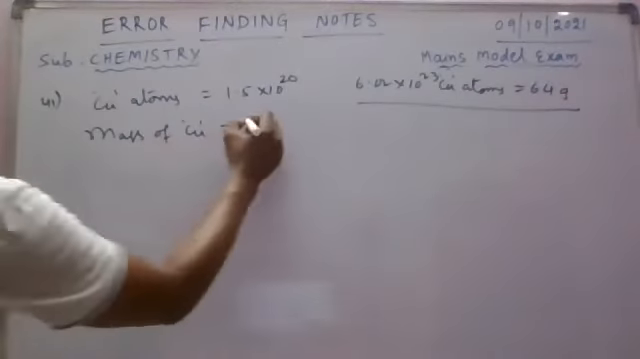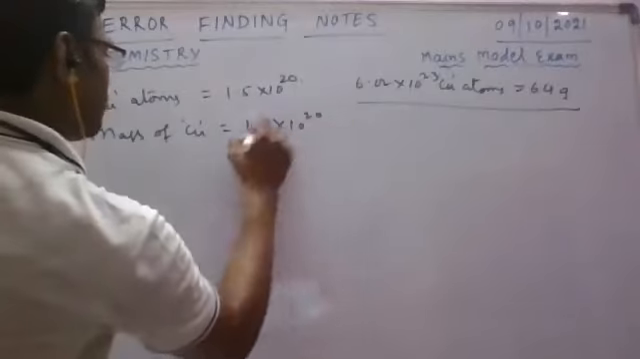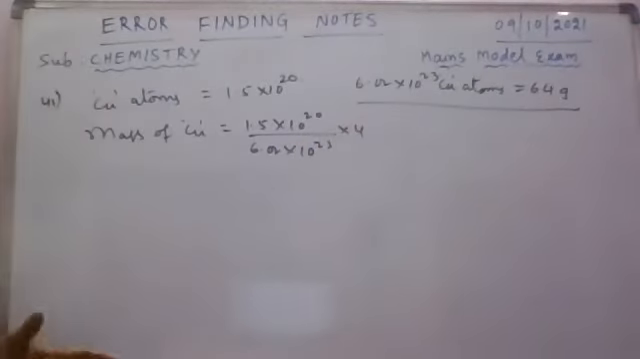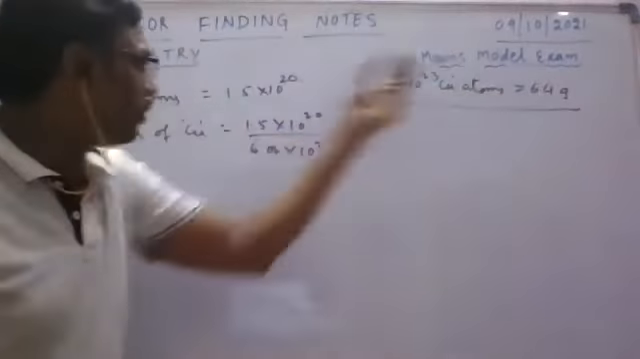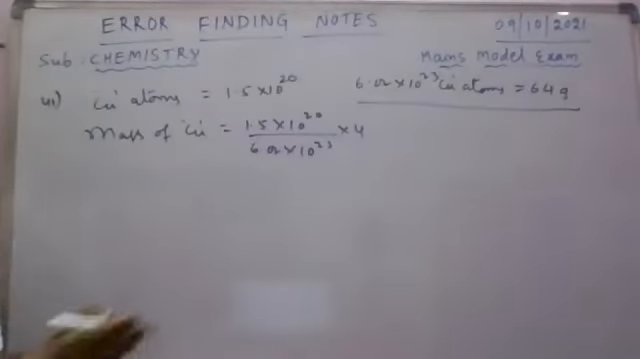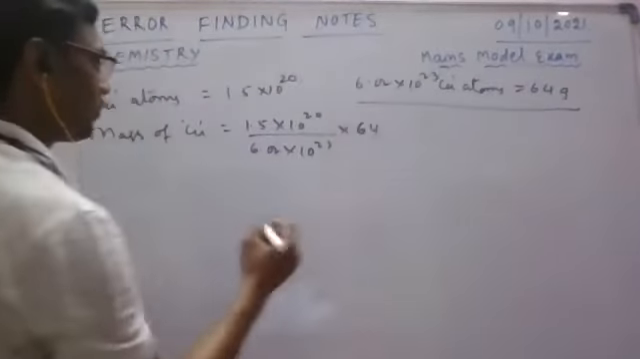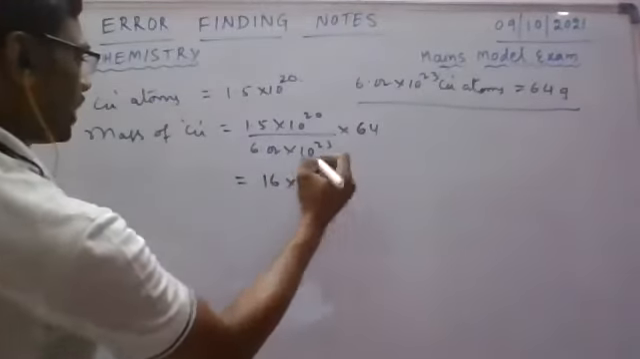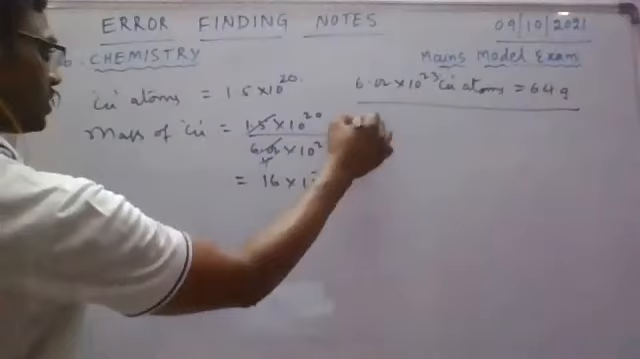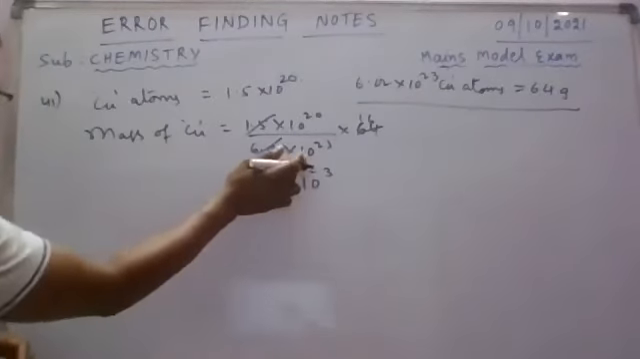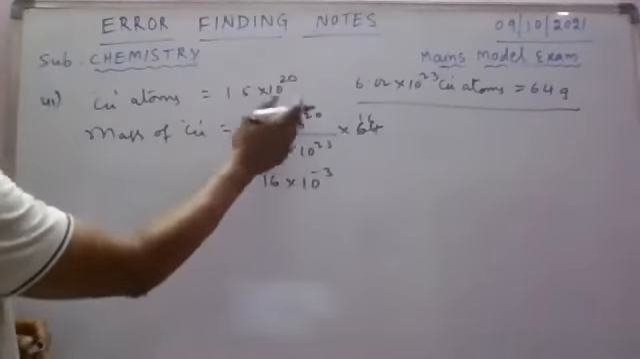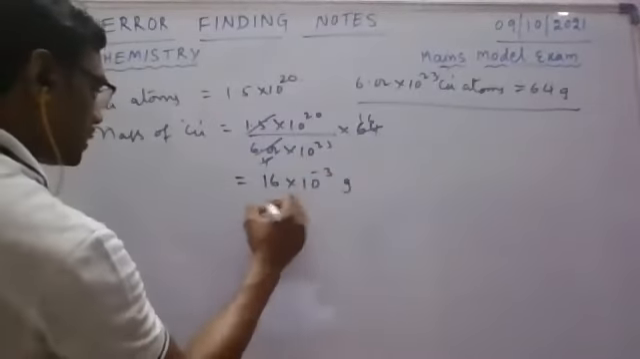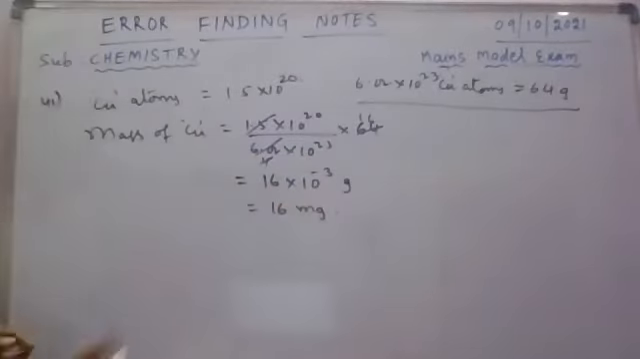So the mass of copper is equal to 1.5 into 10 to the power 20 by 6.02 into 10 to the power 23, into 64. These many atoms have mass 64. If you simplify this, you get 16 into 10 to the power minus 3. The 64 divided by 4 gives 16, and for the powers, minus 23 plus 20 gives minus 3. So 16 into 10 to the power minus 3 grams, that is nothing but 16 milligrams.